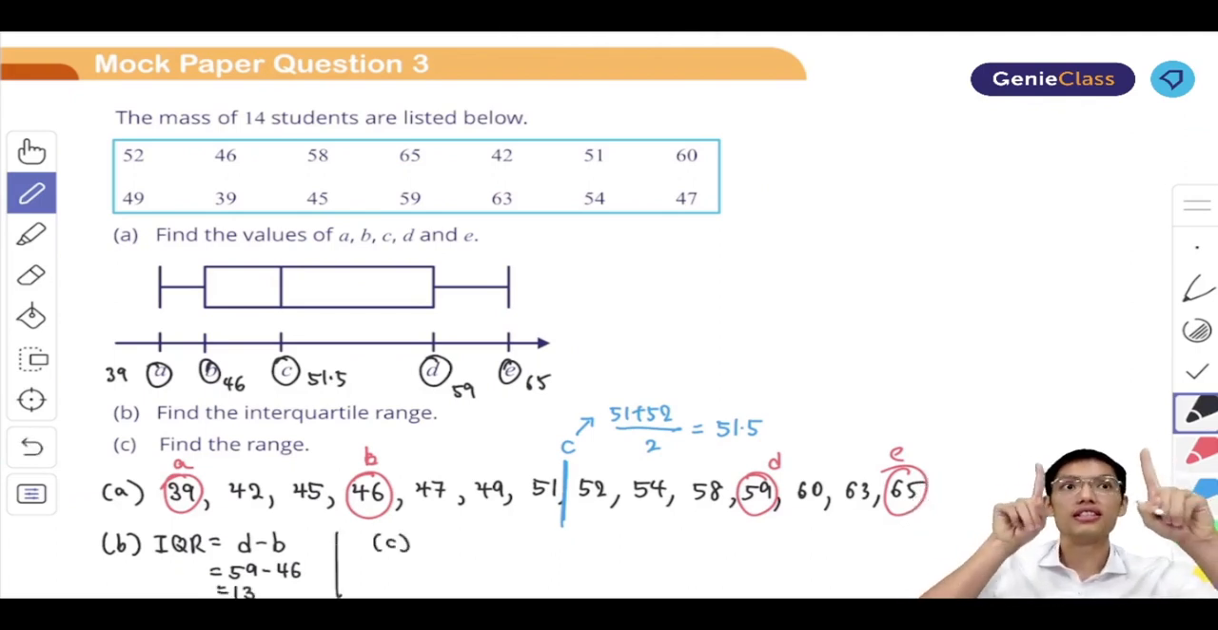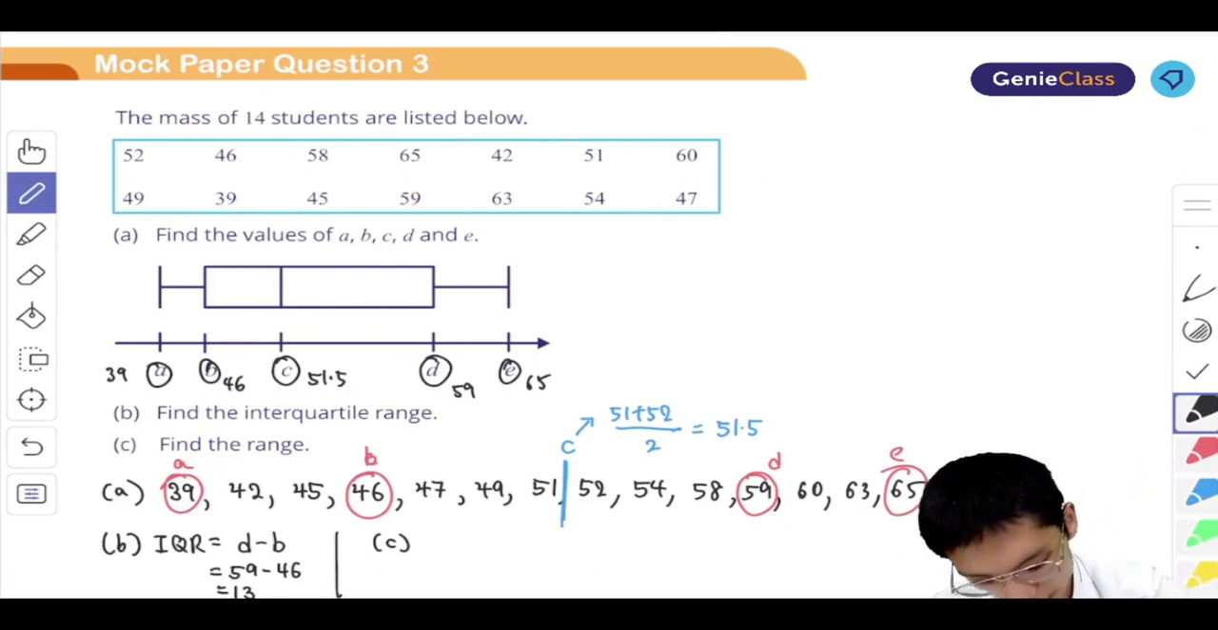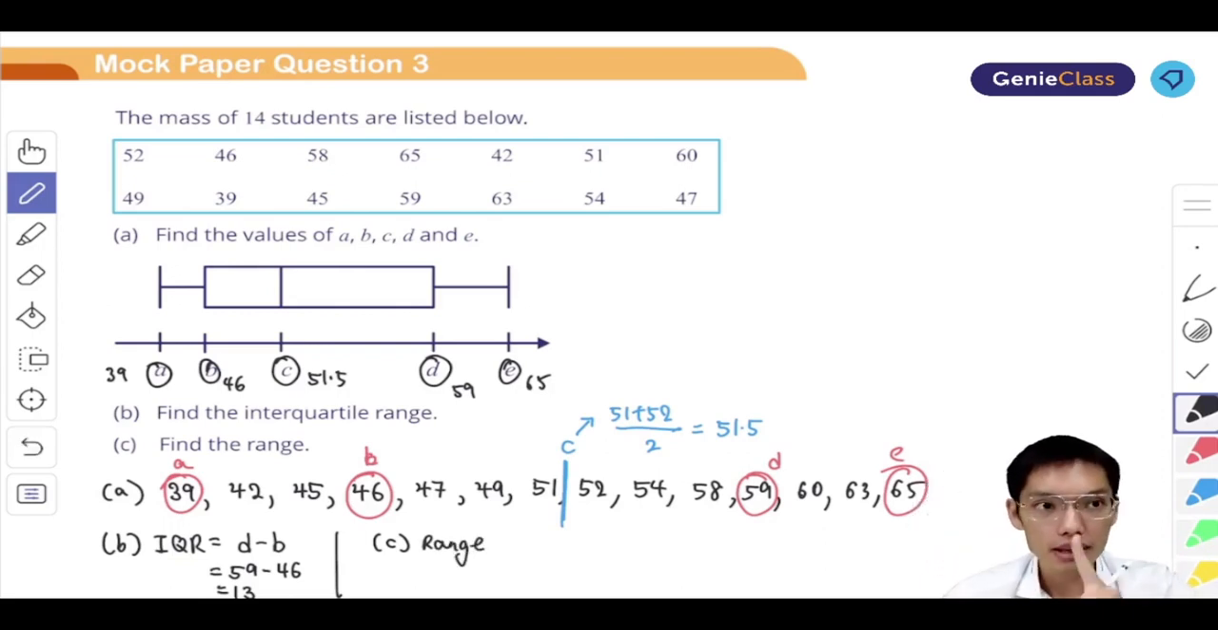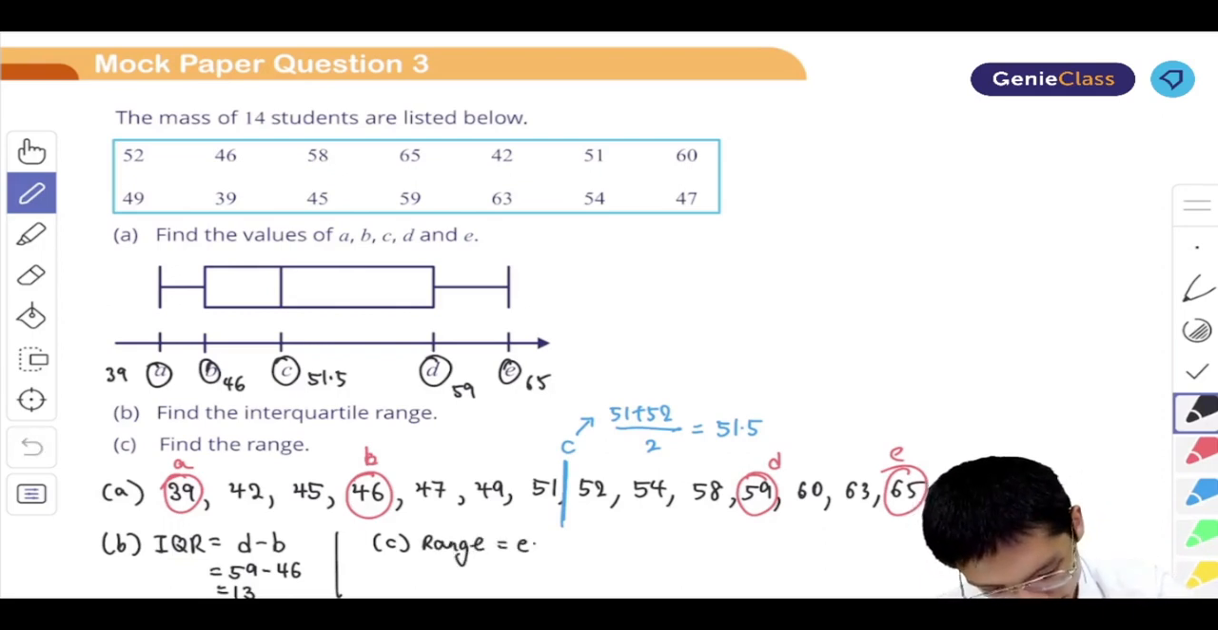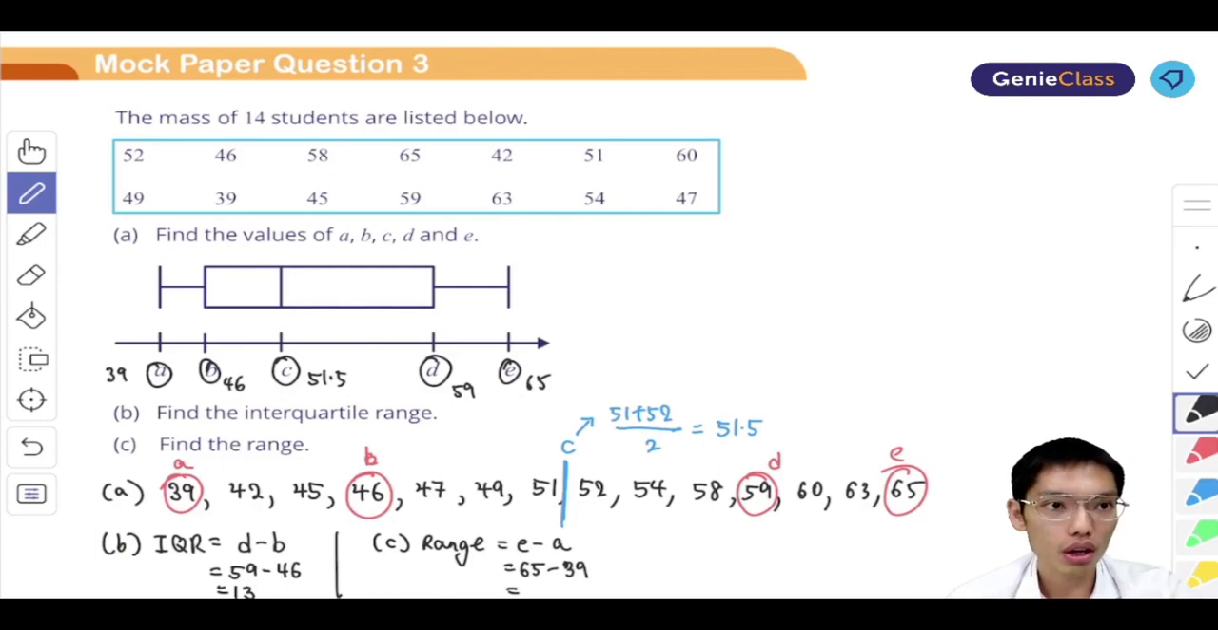And next up for C, range. Range is just the difference of the extreme values that I have. So therefore, my range is going to be just E minus A. So that's where I have 65 minus 39. And that is my answer of 26. Okay, so just getting to know the values that you have over here.